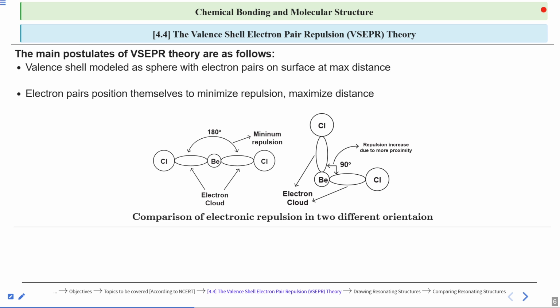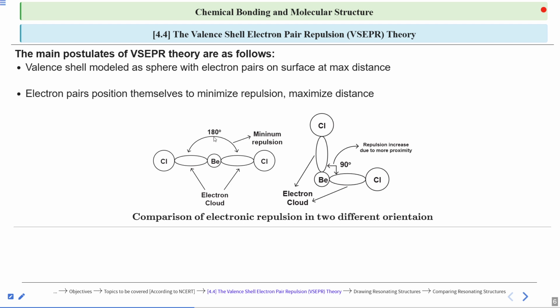Let us consider an example of a molecule. Say we have BeCl2. Now there are two configurations possible for BeCl2. In between these two configurations there are multiple configurations, but I have taken the extreme cases. In the first case, the electron clouds are present at a maximum distance from each other, and this arrangement has an angle of 180 degrees.